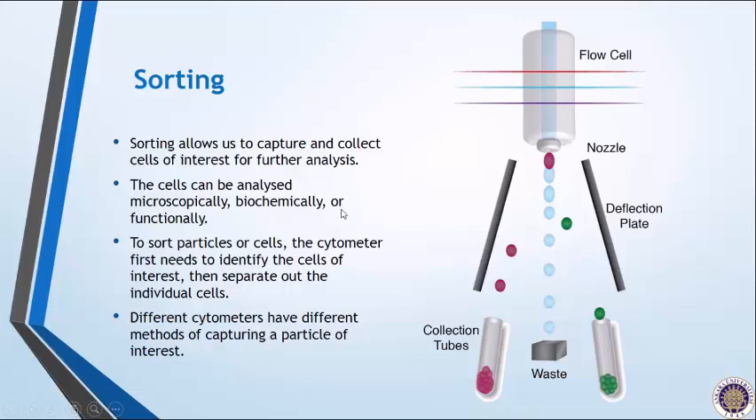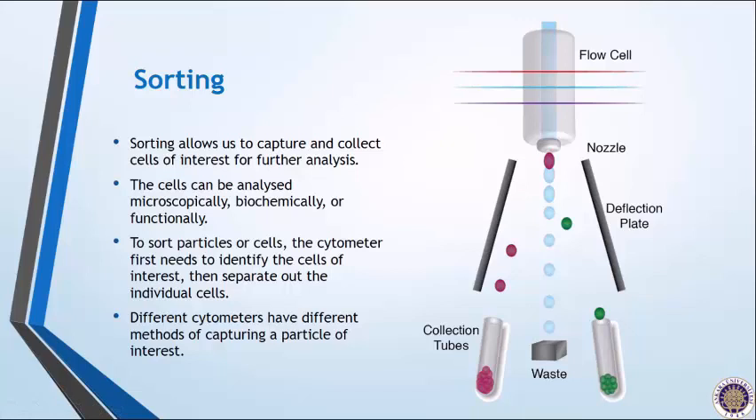In most applications, after a particle exits the laser beam, it is sent to waste. Sorting allows us to capture and collect cells of interest for further analysis. Once collected, these cells can be analyzed microscopically, biochemically, or functionally. Not all benchtop flow cytometers are equipped with a sorting feature. However, they can be upgraded to perform this function.